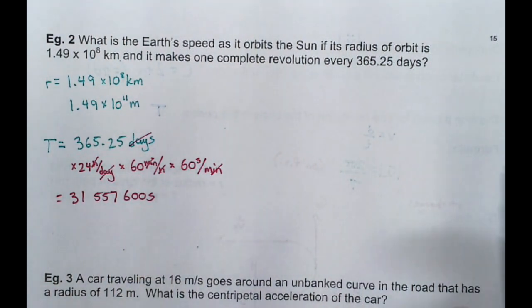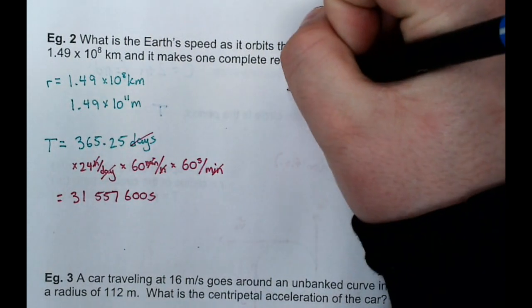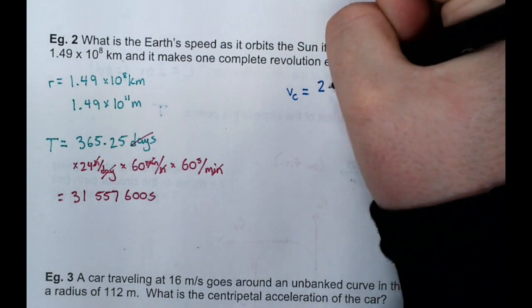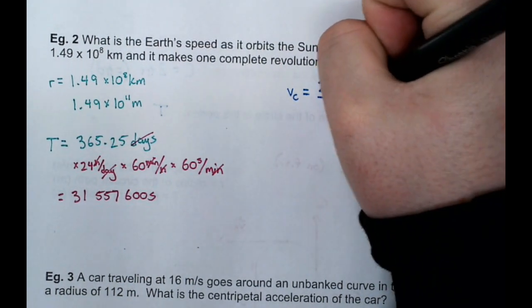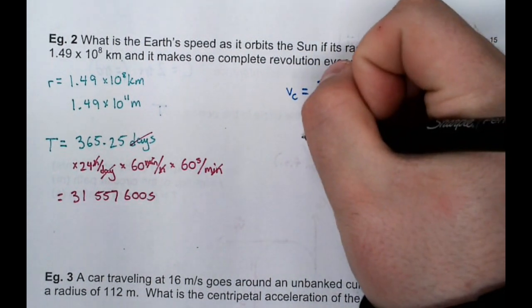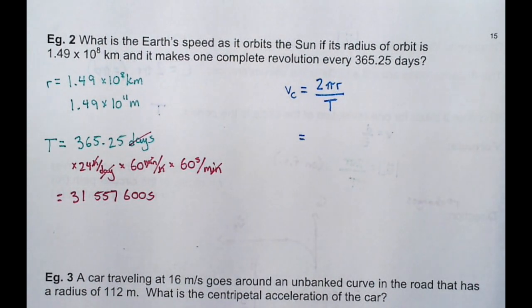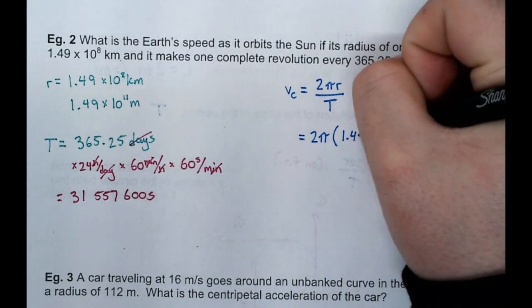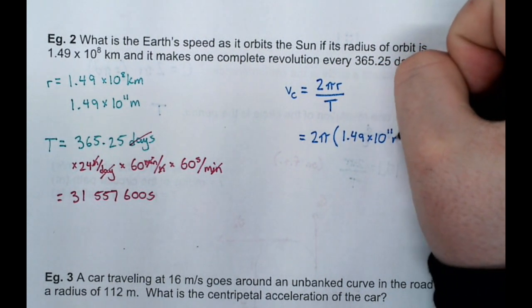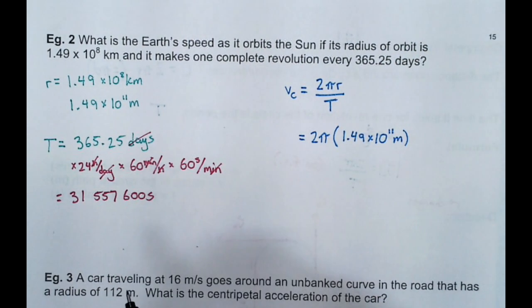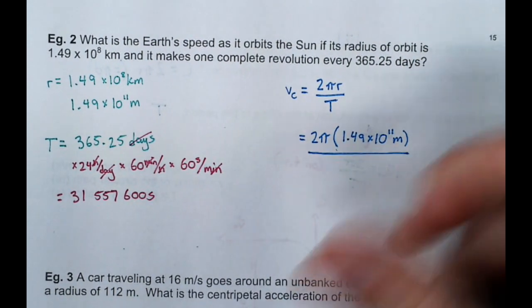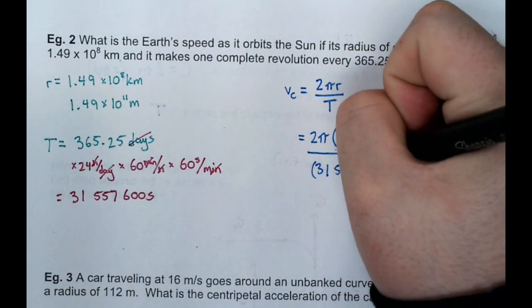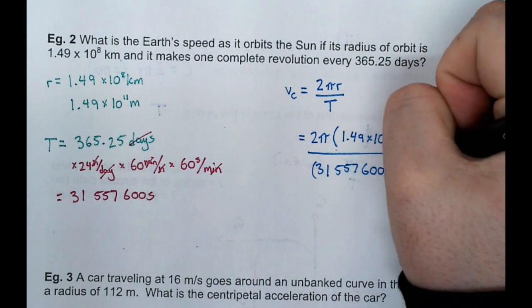So our question wants to find what is the Earth's speed. So what is the Earth's centripetal velocity? That is going to be equal to the formula 2 pi r over T. We have all this information, so now all we're going to do is plug in and solve. 2 pi times our radius, 1.49 times 10 to the 11 meters. Remember, we're using meters, not kilometers. And divided by our period in seconds, 31,557,600 seconds.